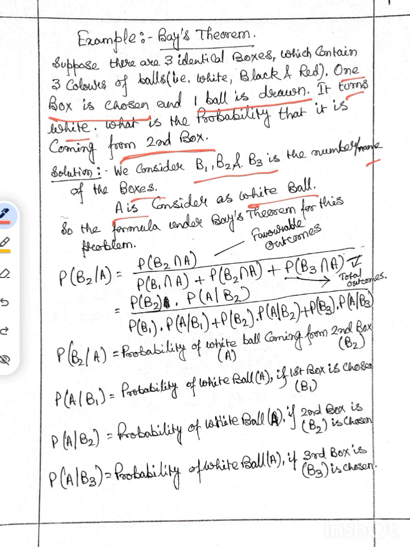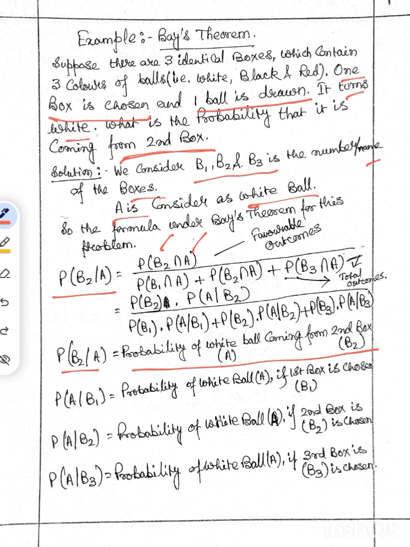Now I am trying to explain the formula. P(B2|A) is the question. P(B2|A) means the probability of white ball coming from the second box. That is our main question. Next, P(B2 ∩ A) is our favorable case. So what is B2 ∩ A? First we have to select box number 2, then we have to draw the white ball. So this is our favorable case.